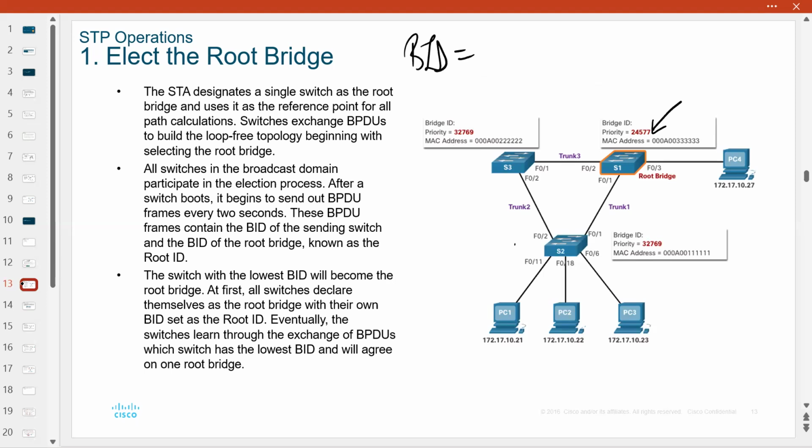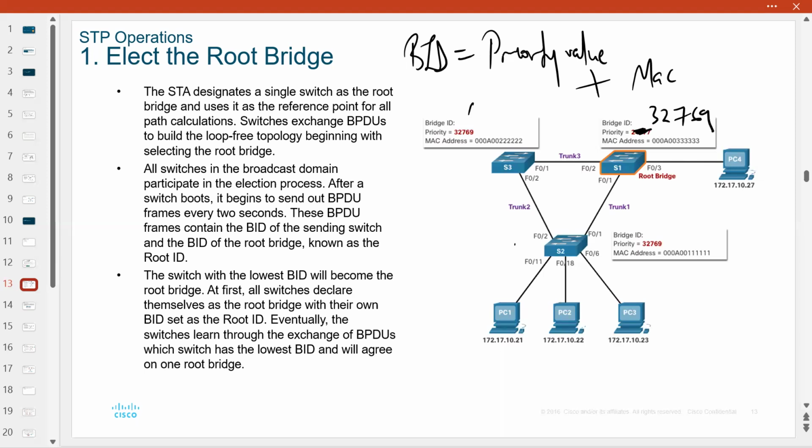For the sake of not confusing things, the BID is a combination of the priority value and the MAC address. That's the bridge ID. If I look at the priority value here, it's lower than all the other switches, so evidently that one becomes the root bridge. We have other cases as well, where the priority is the default.